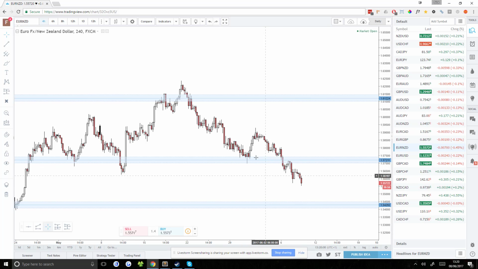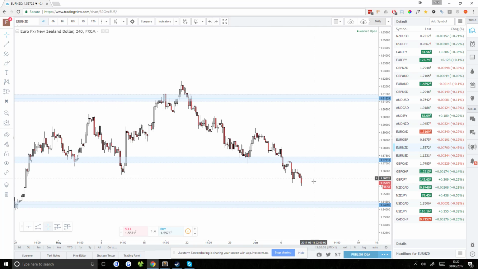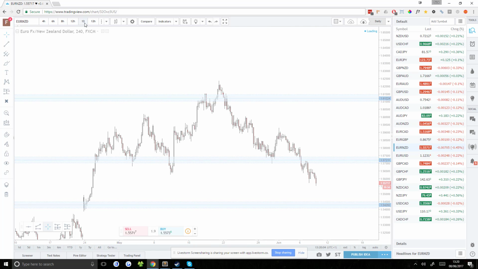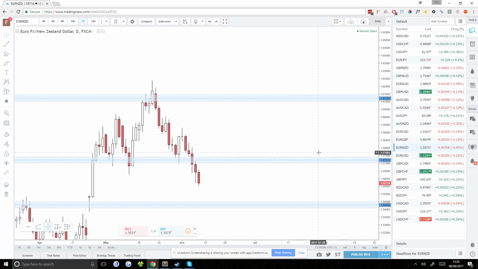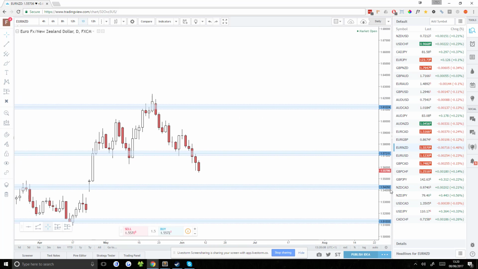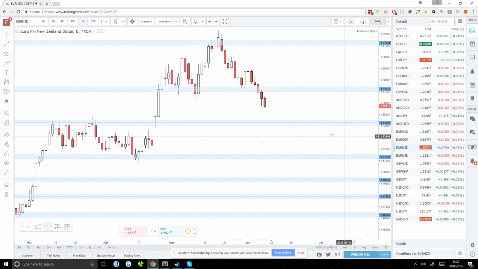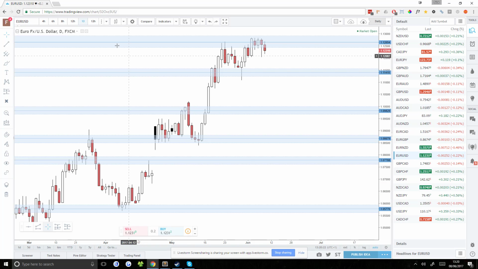Euro/New Zealand, all right, it's trending down pretty heavily still. It's been trending down for quite some time now. It doesn't look like it's going to stop anytime soon. Do keep an eye on this support area when it eventually reaches there. It might stall there, but there's nothing that I would really want to trade on this right now.